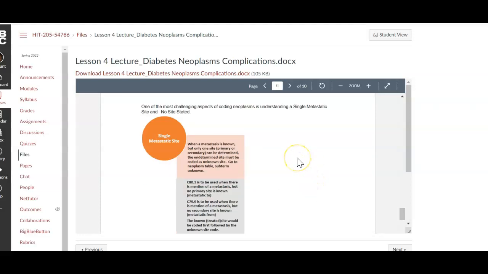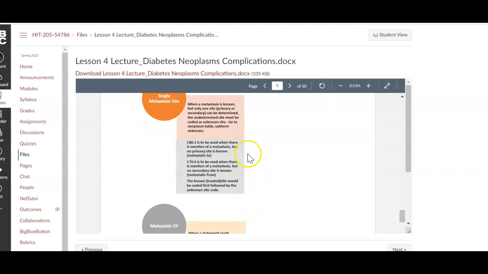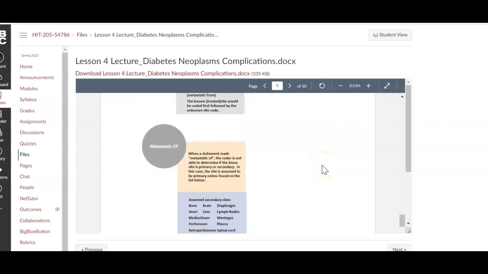So sometimes you'll have a single metastatic site, but they may say that word metastasis. If that word metastasis comes into the picture, then you're going to need an additional code to state, hey, there was another site, but we don't know the primary site, or we know that it metastasized, but we don't know the secondary site. So keep in mind your C80.1 and C79.9.